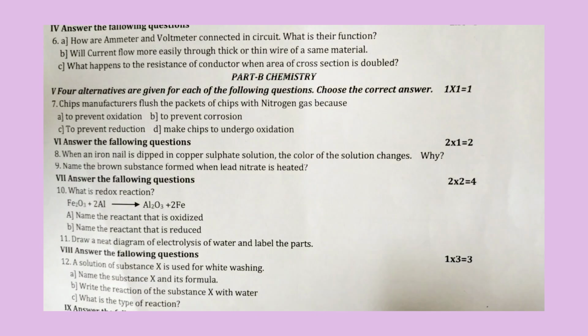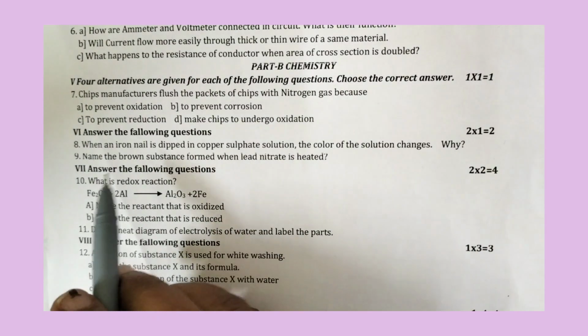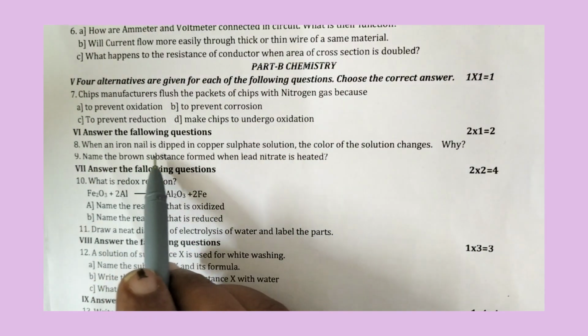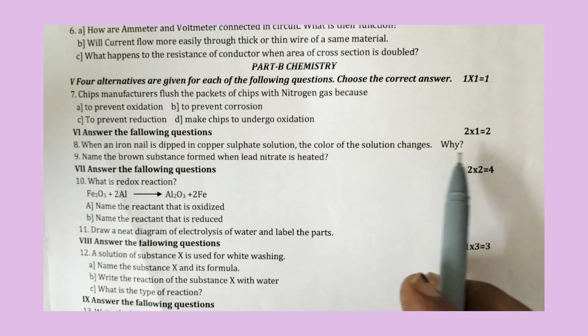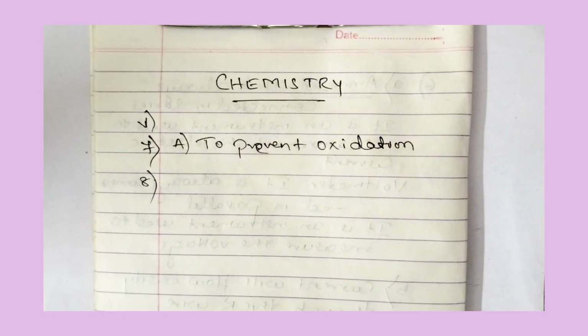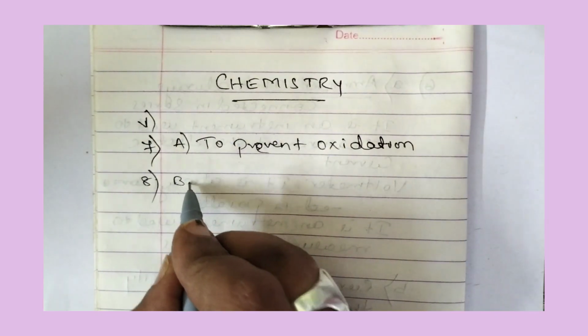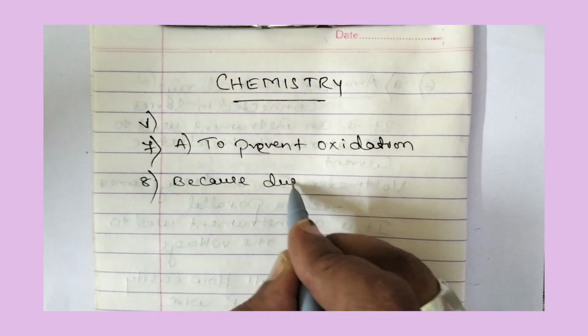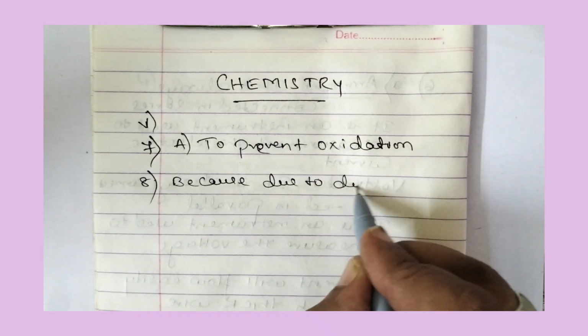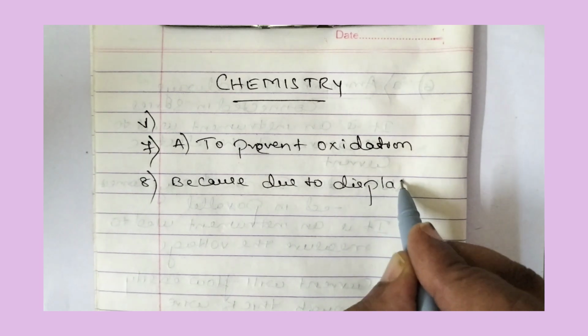Next, let us move to the 8th question. When an iron nail is dipped in copper sulfate solution, the color of the solution changes. Why? Because of a displacement reaction.